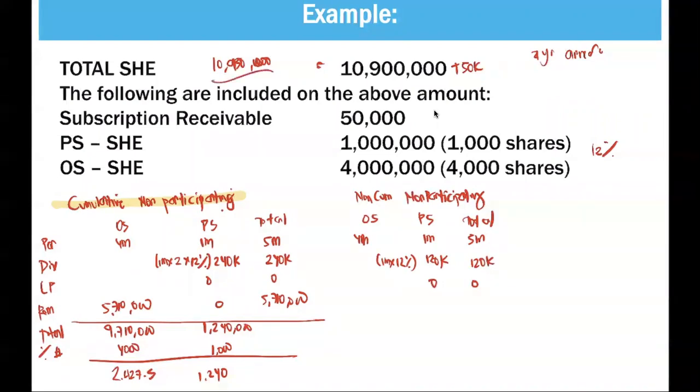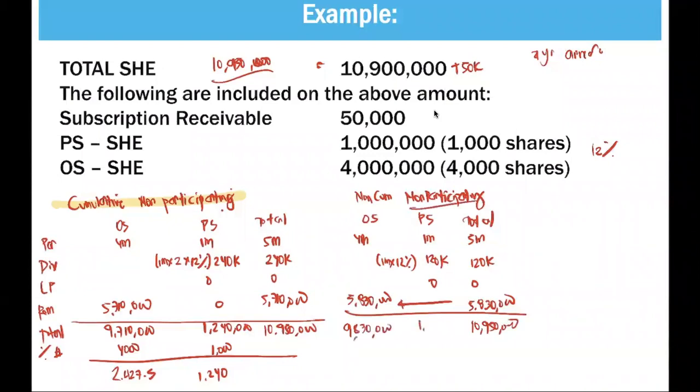So if we have 10.95 million less 5 million less 120,000, we have a remainder of 5,830,000. So remember, this must be equal to 10,950. So how much is for OS? We place everything to OS because it is non-participating. We have 9,830,000. And then we have here 1,120,000 for PS, divided by 4,000 shares for OS and 1,000 shares for PS.